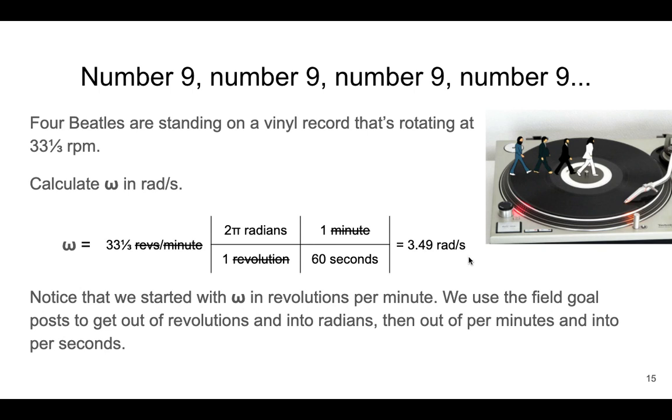Let me actually explain the math just to emphasize this. So the math you were doing, well, we looked at how the units worked out, and we ended up with radians per second. What you would do in your calculator is 33 and a third, so 33.33333, times 2 times pi times 1 divided by 60, and that gets you 3.49 radians per second. So, yeah, it's a field goal post problem. You'll get good at field goal post problems.